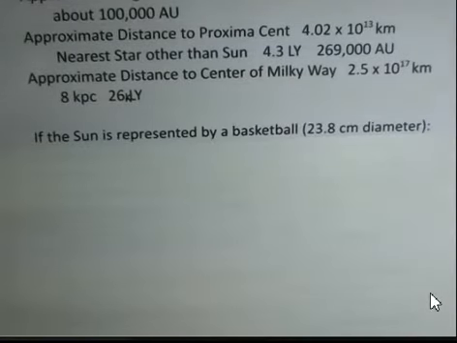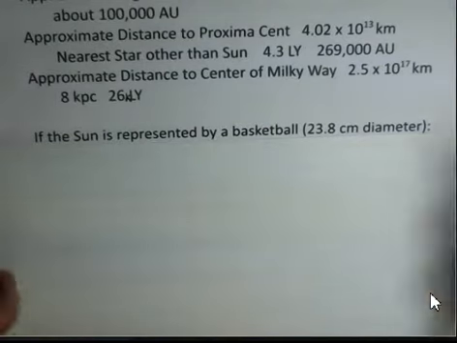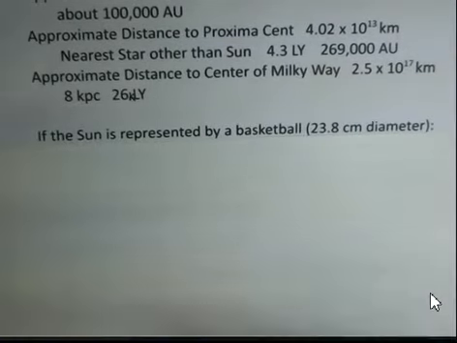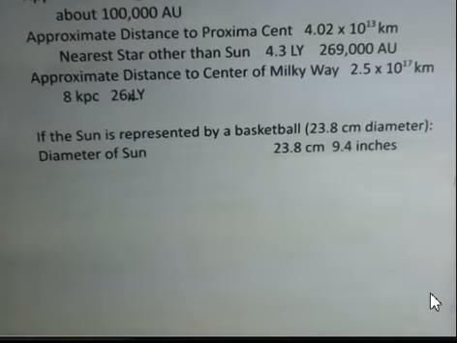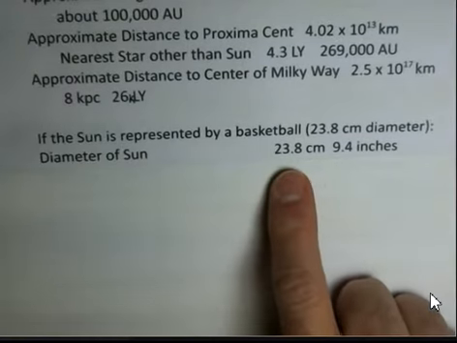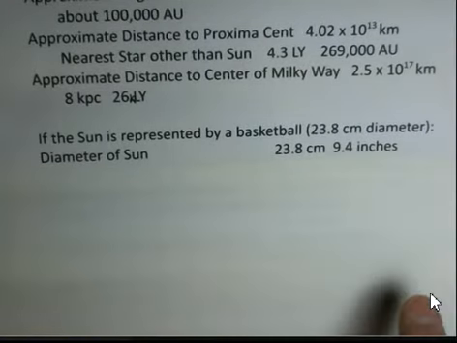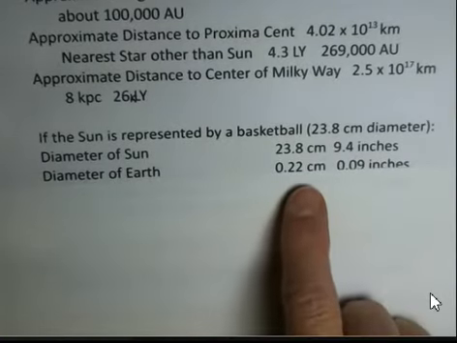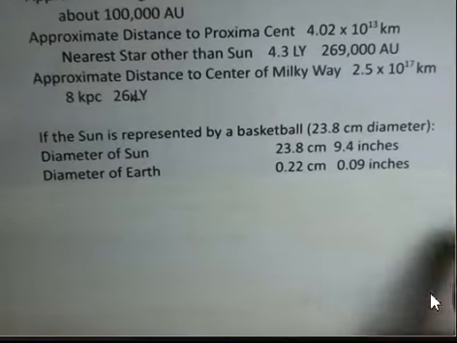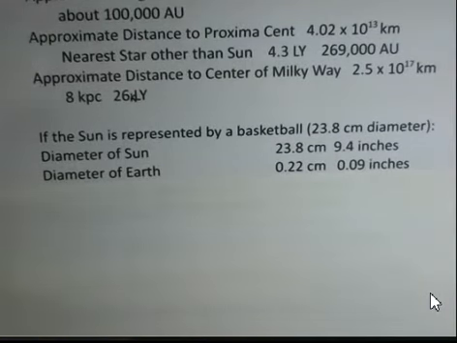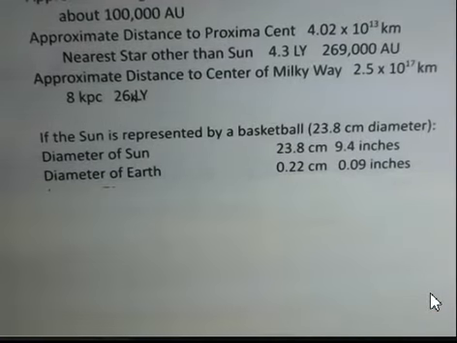I'm choosing to represent the Sun as the size of a basketball, that you may be familiar with, something you can hold in your hands, roughly 24 centimeters in diameter. I'm going to talk about these objects just using the Sun as the size of a basketball. What would these other things be represented by? So here's our Sun, 23.8 centimeters, that's 9.4 inches for the diameter. For the Earth, 0.22 centimeters or 2 millimeters, 0.09 inches, extremely small, 100 and some odd times smaller than the Sun, 109 it might be.